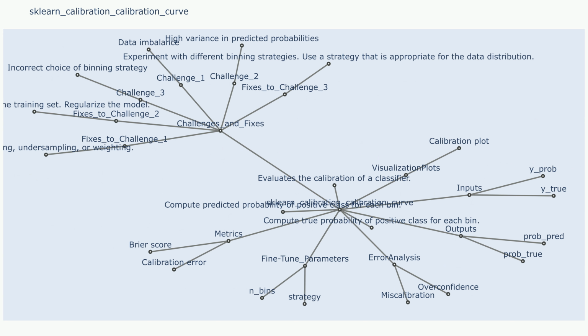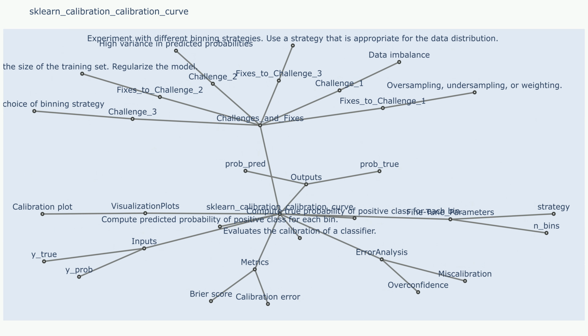Challenge 3. Challenge description. Overfitting can lead to a calibration curve that appears well calibrated on the training data but performs poorly on unseen data. Sample use case. A model trained on a small dataset might overfit the specific data points, resulting in unrealistic calibration estimates on new data. Fixes. Use cross-validation techniques to assess the model's calibration on unseen data. Implement regularization methods during training to prevent overfitting. Increase the size of your training data to reduce overfitting.